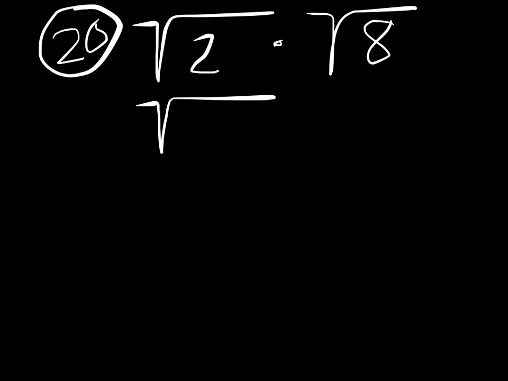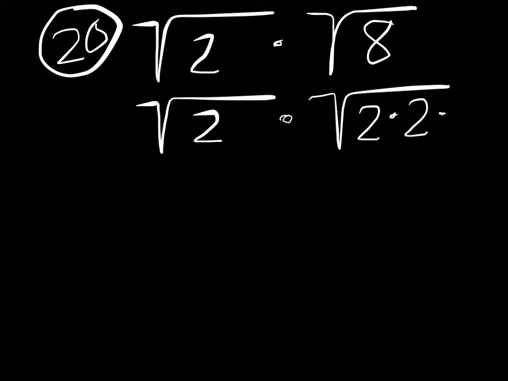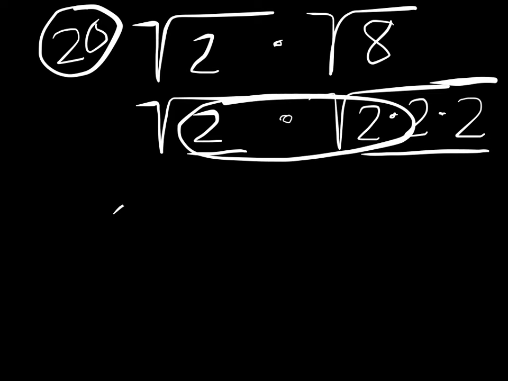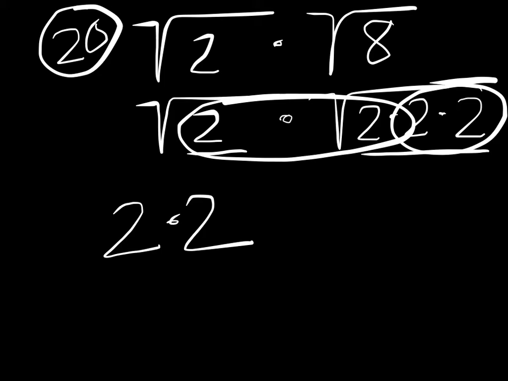Okay, let's look at number 20 next. I've got the square root of 2 times the square root of 8. Well, the square root of 2, that's already factored as far as it can go. 8 we can factor to 2 times 2 times 2. That's the prime factorization of 8. Well, now I've got 4 2's. You can count these together. There are 4 of them altogether. So for every 2 pair, I can bring one of them out. So there's 1 2 that I can bring out, and for these 2 2's I can bring another 2 out, and there's nothing left under my radical, so the answer is 2 times 2, which is 4.